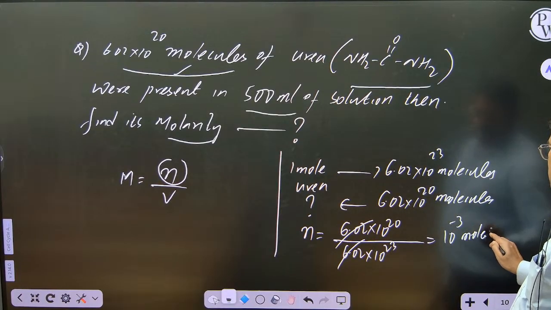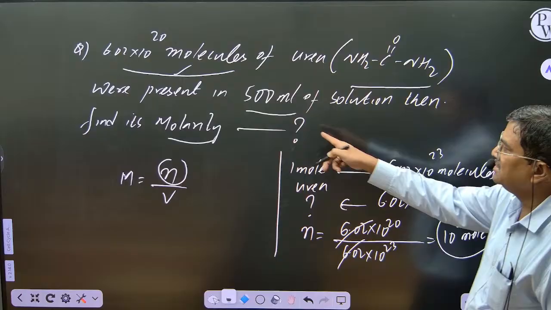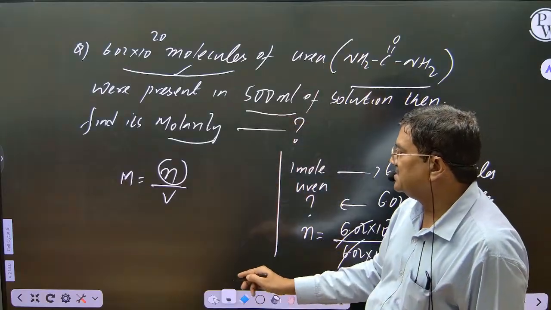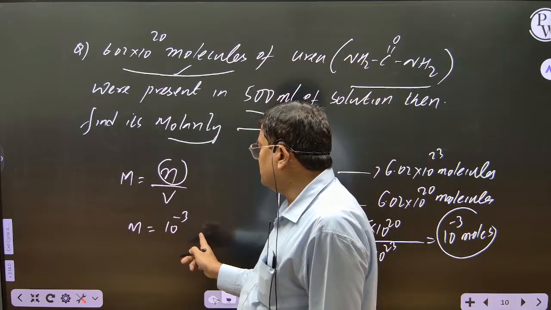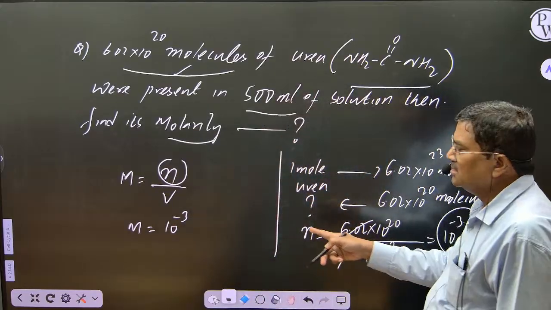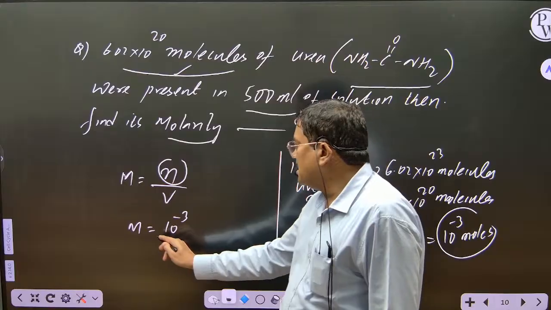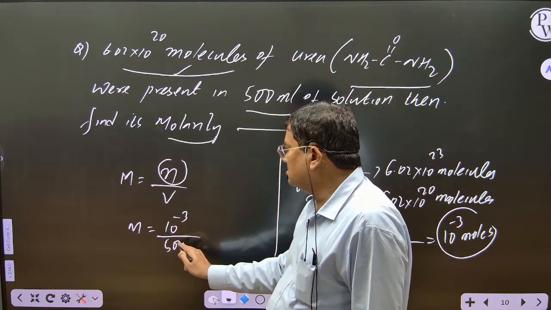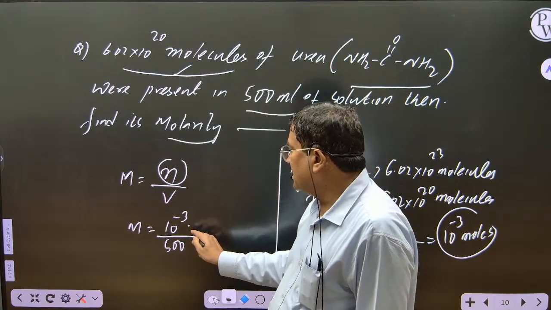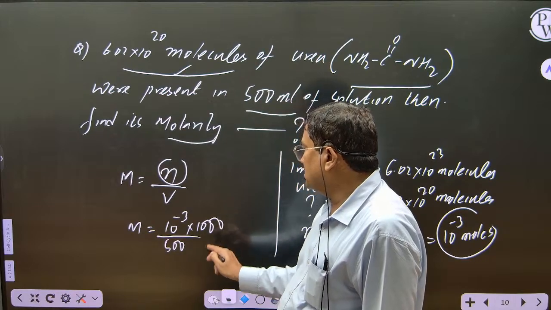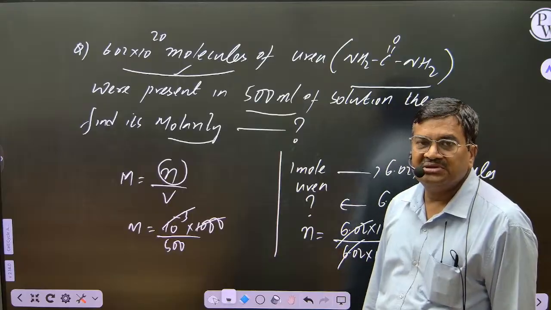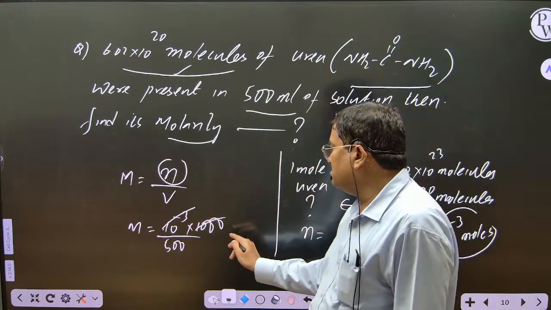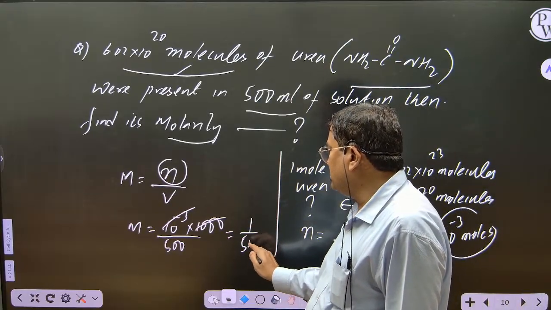Now moles I know, volume I know. What is the volume given? 500. Now direct substitution: molarity is equal to 10 power minus 3, the moles we found, divided by the volume. Volume is 500, so I have to convert this volume from milliliter into liter: 500 by 1000. So what happens? 10 power minus 3 and 10 power 3 cancel. So what will be left, students? 1 upon 500 will be left.